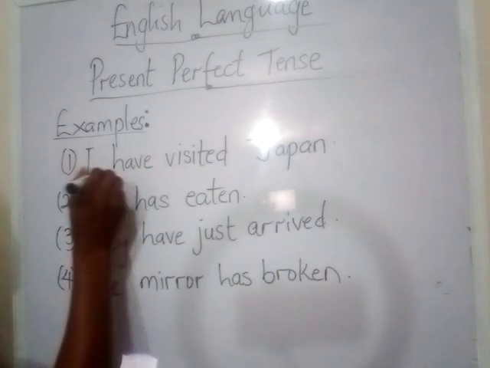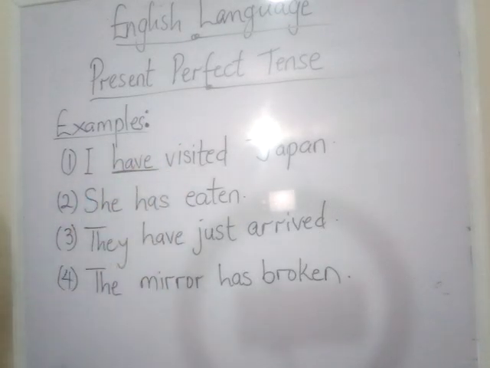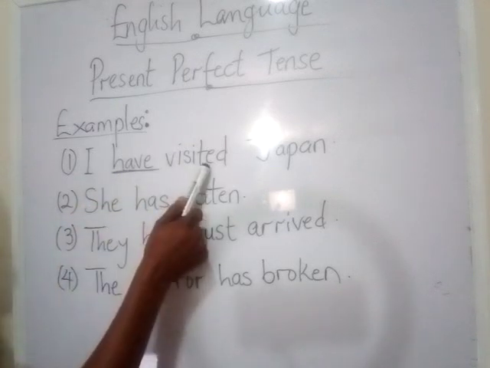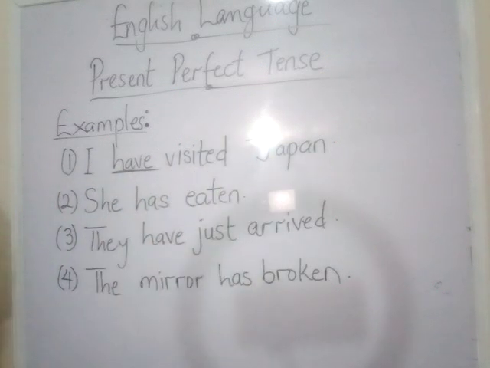Now you remember we said we usually use has and have to represent our present perfect tense, and it's always followed by the past participle form of the verb. So here the past participle form of visit is visited. So, I have visited Japan.